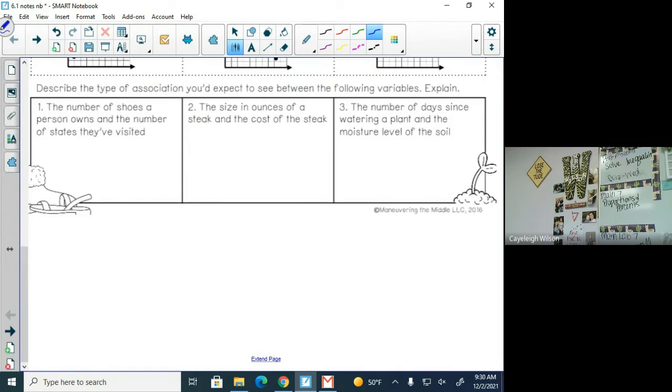What do you all think? No association. Okay. If you're going to abbreviate association, let's not stop there. Let's put a no on it. And it's no association because the number of shoes.